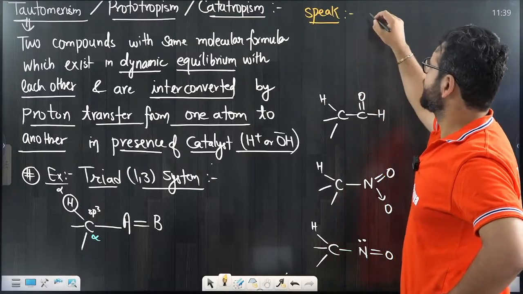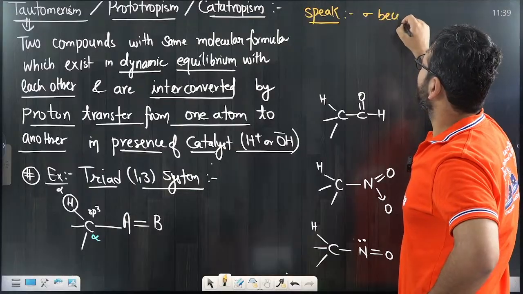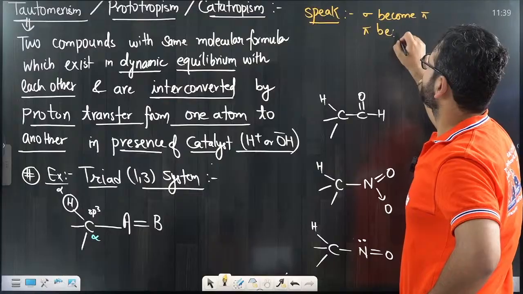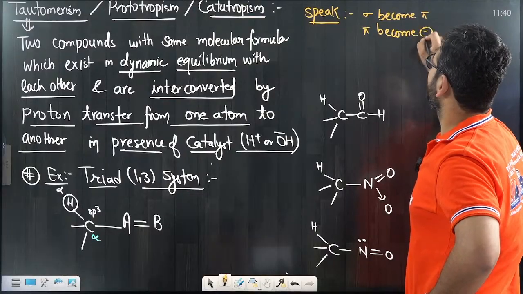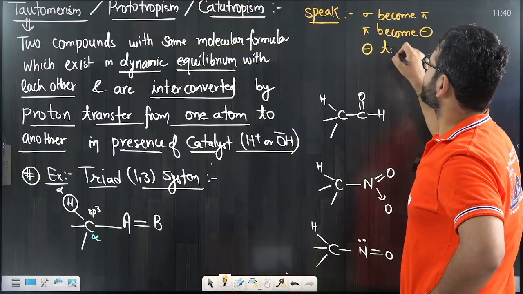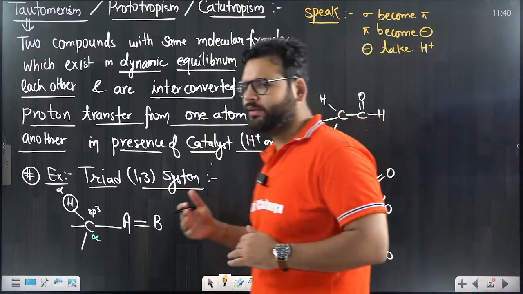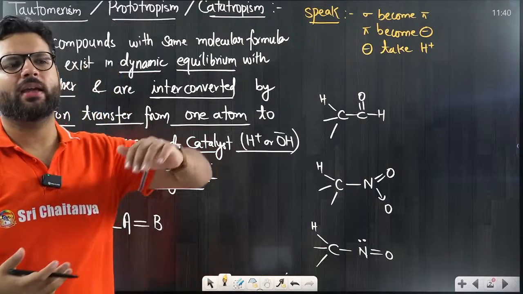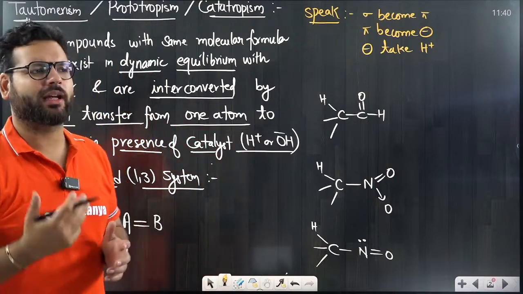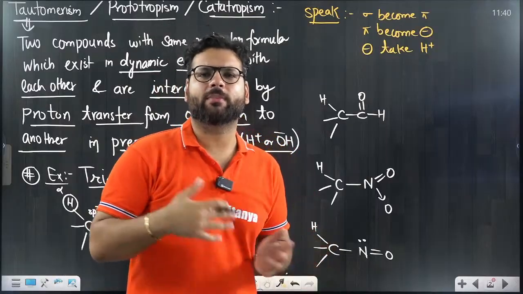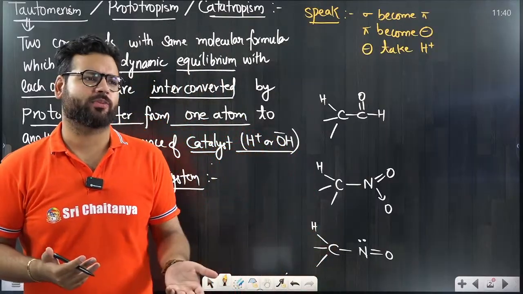Say like this: sigma become pi, pi become minus, minus take H plus. Okay, keep speaking like this. Sigma become pi, pi become minus, minus take H plus.